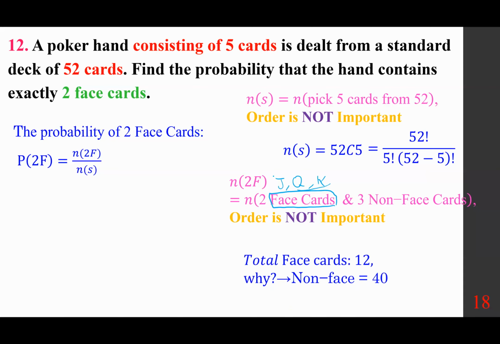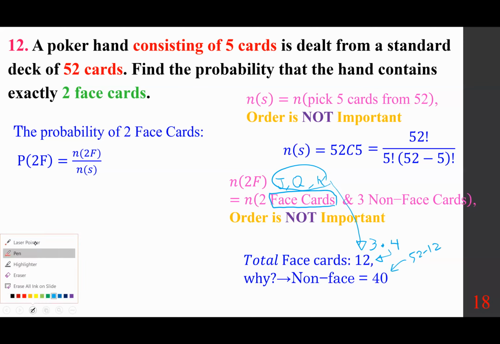So this, 3 times 4 suits gives us 12 face cards. And this is for the non-face cards. So as far as the numerator, how many face cards do we want? 2 face cards. So we're going to pick 2 out of 12. So combination of 12, choose 2.